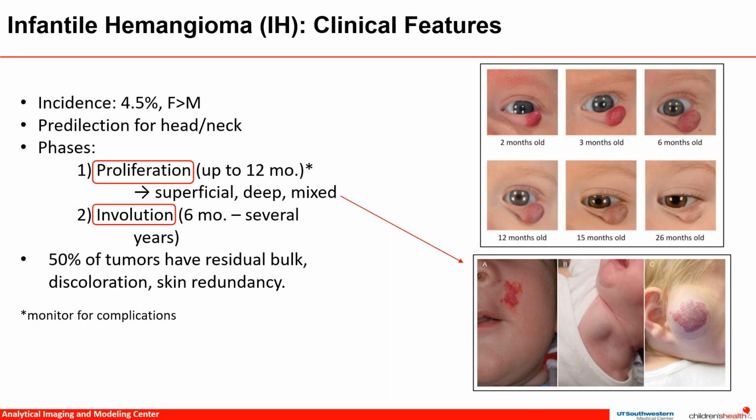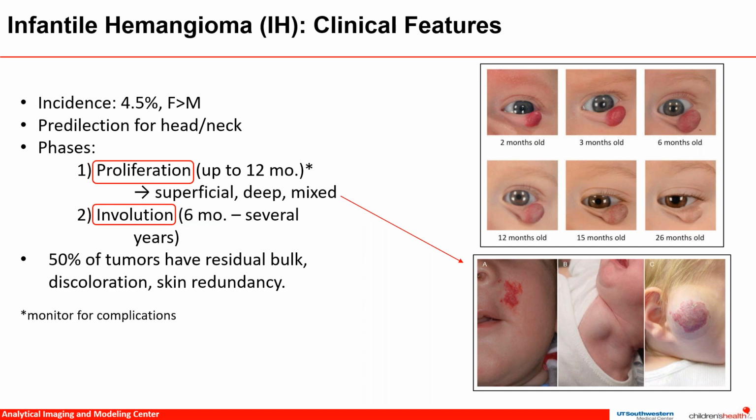The second stage, involution, begins within 6 to 12 months after birth and can last several years, although most tumor regression occurs by the age of 4 years. During this stage, the tumor shrinks and lightens, usually occurring first in the center of the lesion, causing a central clearing. The tumor cells are replaced by fibrofatty tissue, causing a variable degree of remaining deformity.